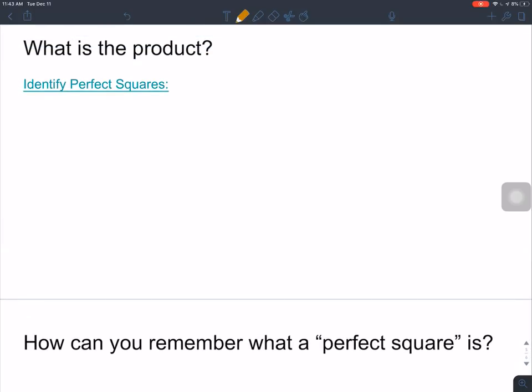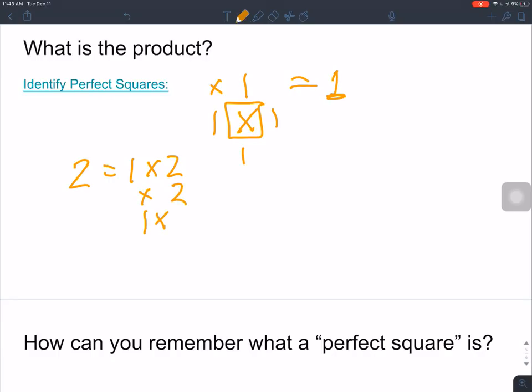Well, one group of 1 has a product of 1 and has 1 on each side. Each side is equal to 1. That means the product 1 is a perfect square. The product 2, well, what makes 2? The product of 2 is equal to 1 times 2, but my array would not make a perfect square. The sides are not all equal. So 2, the product 2, is not a perfect square.